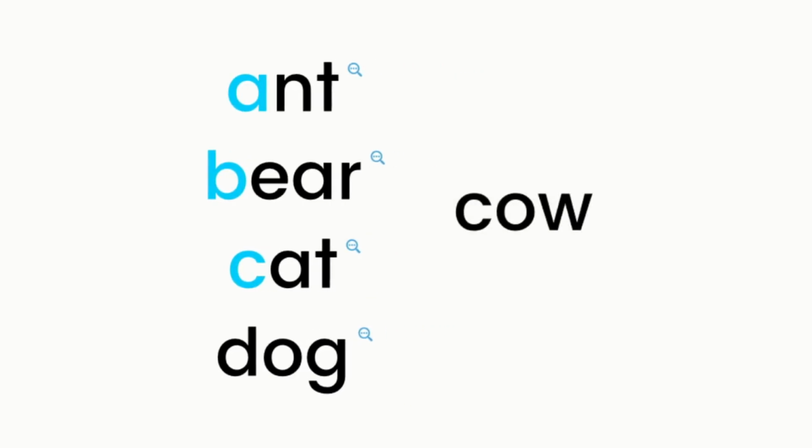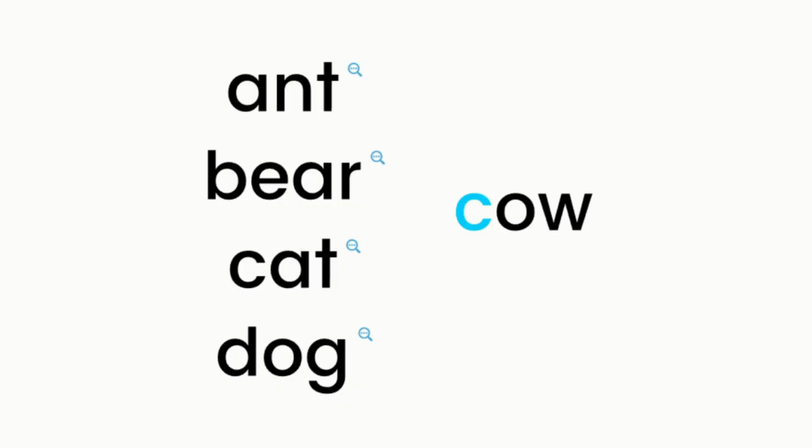Ant begins with A, so it is placed first. Bear begins with B, so it comes after ant and before cat. Here is another word for our list. Cow. Where should it go? It begins with C, so it has to come after bear, and it should come before dog.